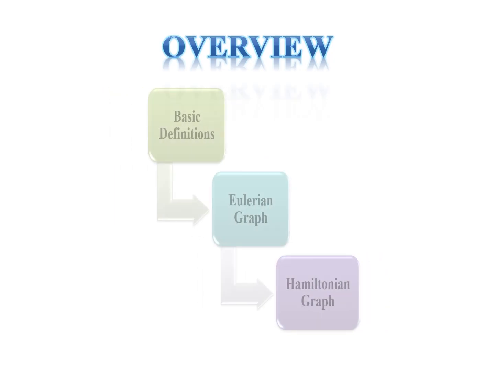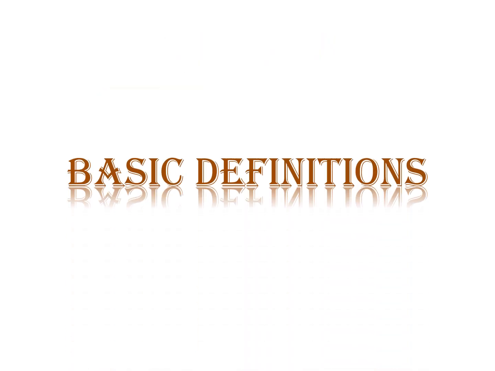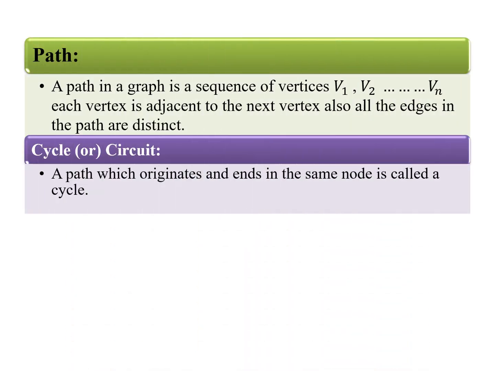In this video, I am going to explain about basic definitions, Eulerian graph and Hamiltonian graph in graph theory. Basic definitions. Path. A path in a graph is a sequence of vertices v1, v2, etc., vn. Each vertex is adjacent to the next vertex. Also, all the edges in the path are distinct.